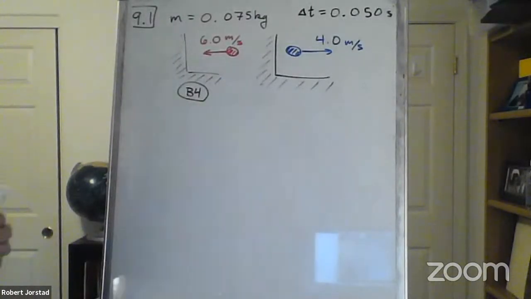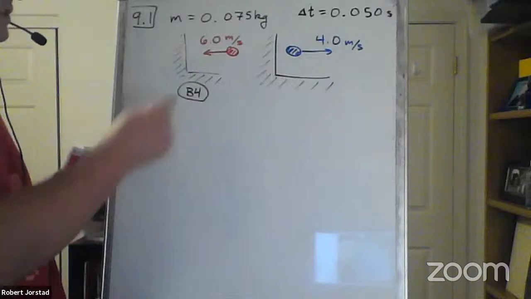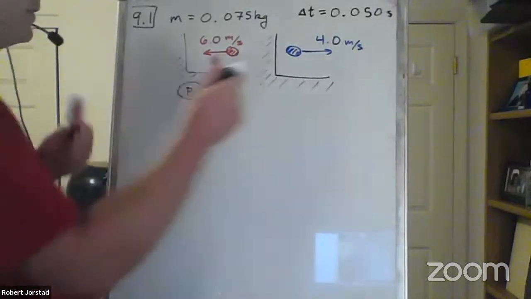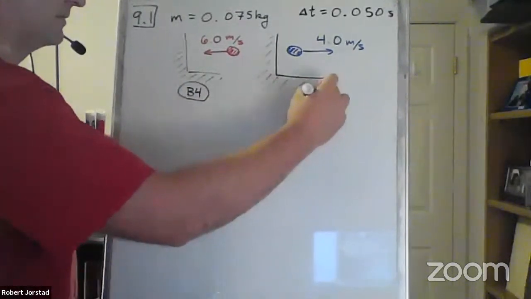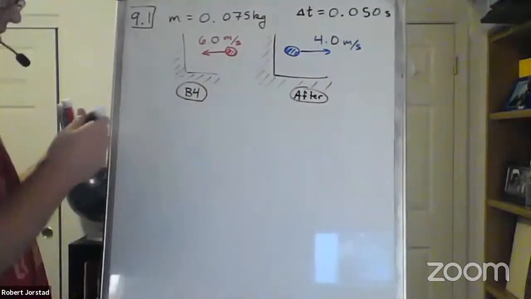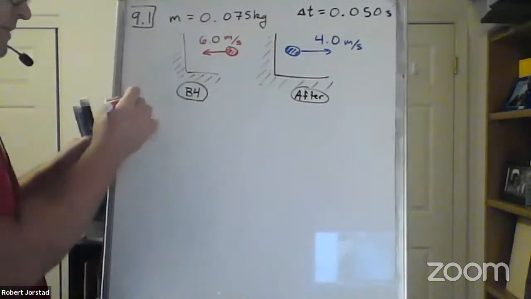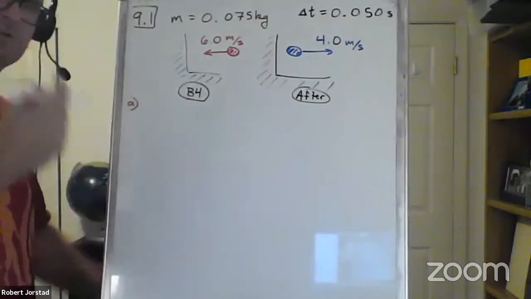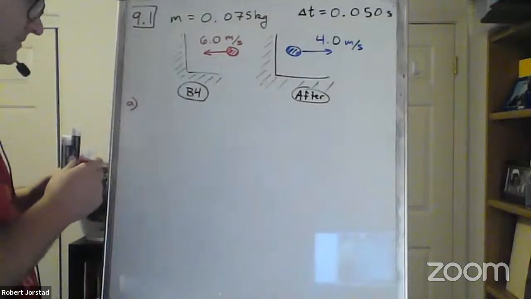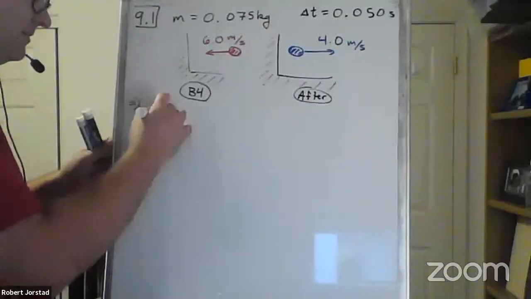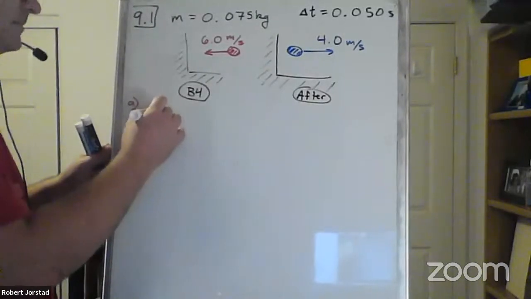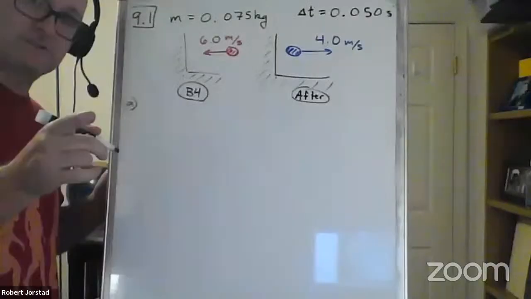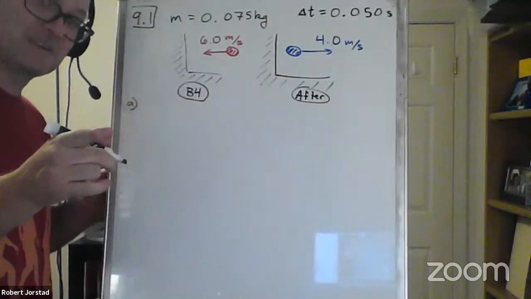Okay, we're asked to figure out the initial momentum in this case. Oh, and this is before and after. So I want the initial momentum. Somebody tell me what that is or how I would get it. What equation should I use? Mass times the velocity vector, which is okay. So 0.075 times 6.0 meters a second. You're on the right track, but you forgot something.